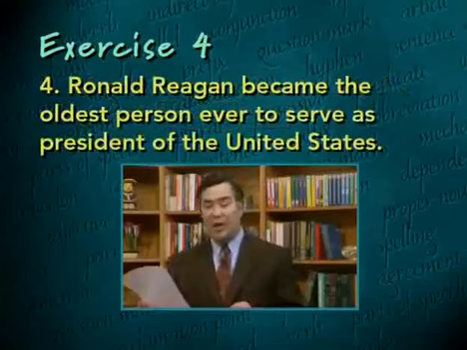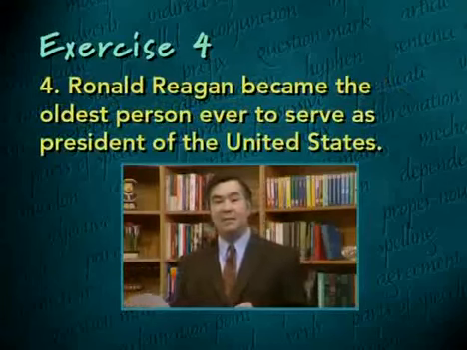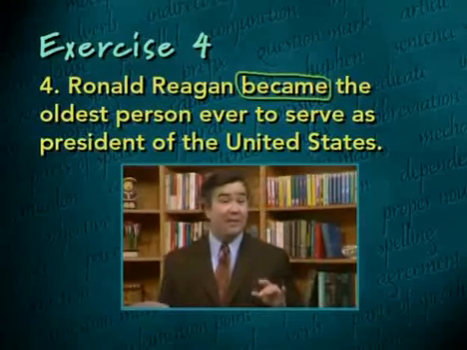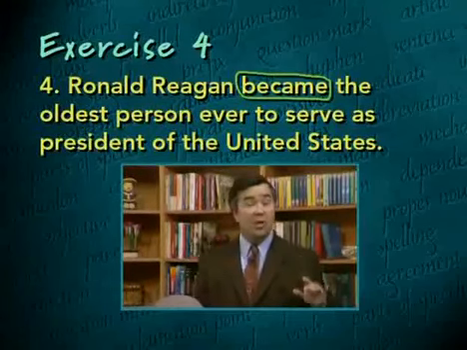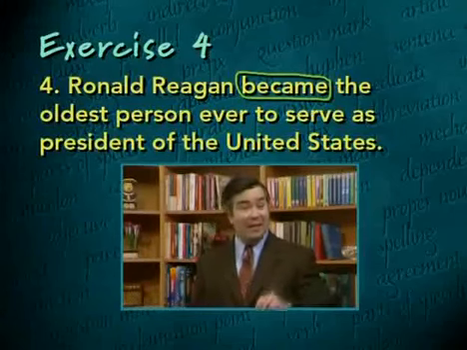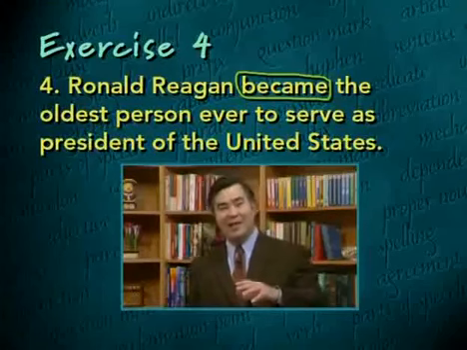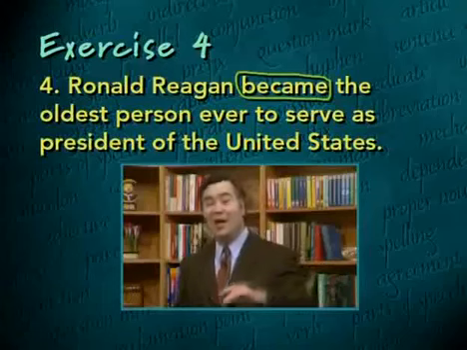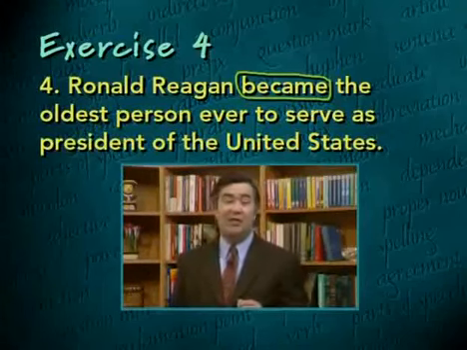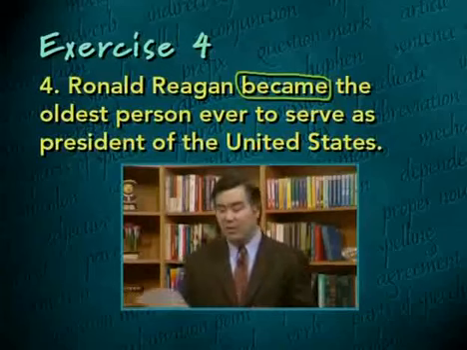Next, Ronald Reagan became the oldest person ever to serve as President of the United States. What's the verb here? The verb is became, and the subject is Ronald Reagan. So we're being told in this sentence what Ronald Reagan became. Now, became in this sentence is, again, being used as a linking verb. What follows it is what Ronald Reagan was. Once again, the linking verb, even though it's not, in this case, a form of the verb to be, is being used almost as the equivalent of the verb to be.